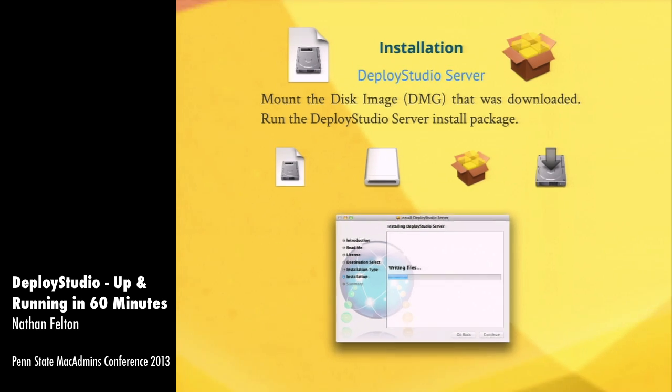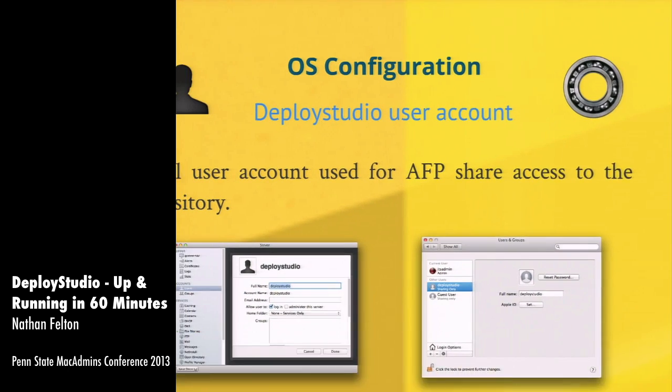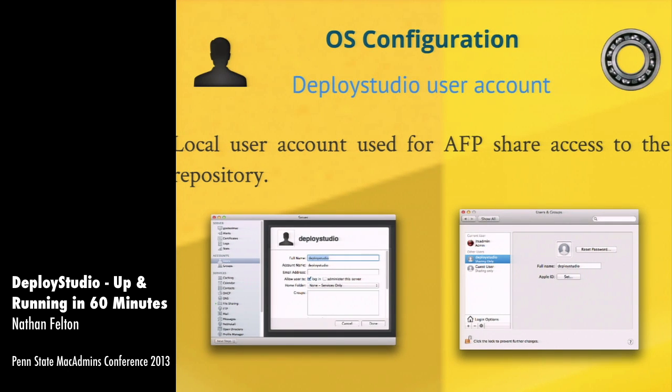Come on, Prezi. There we go. So OS configuration. DeployStudio has a couple different configurations, but the way we're going to do it today is through an AFP share. And for an AFP share, you need to have access through an account. The way I prefer to do it is to create a local user account that has access to that share. So if you would all open up your system preferences and go to add a user.